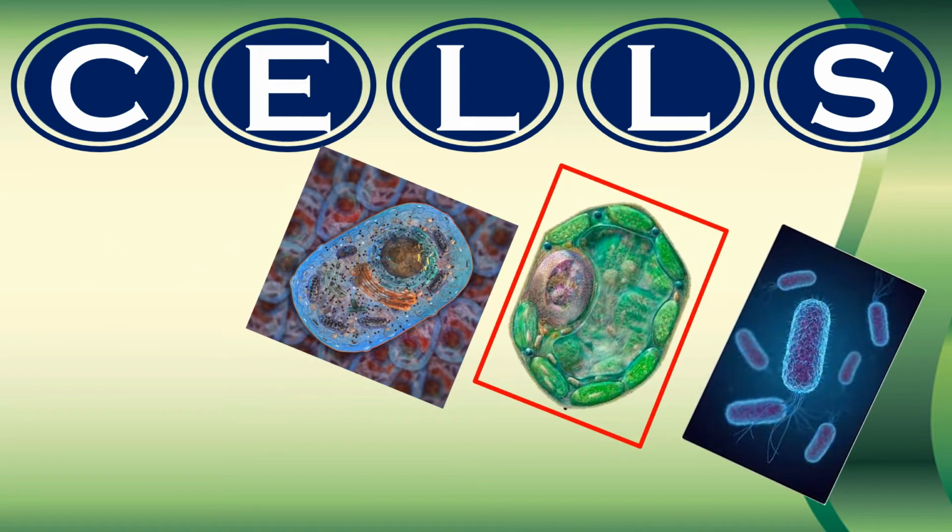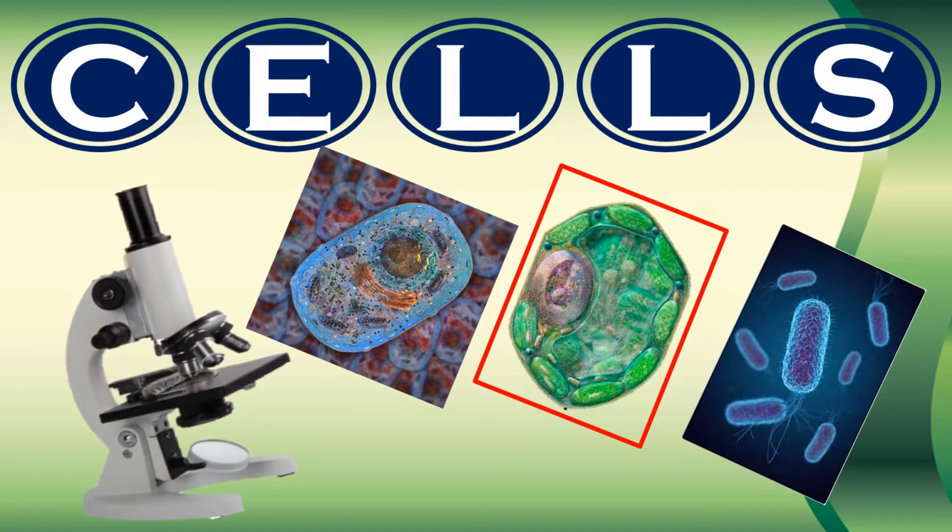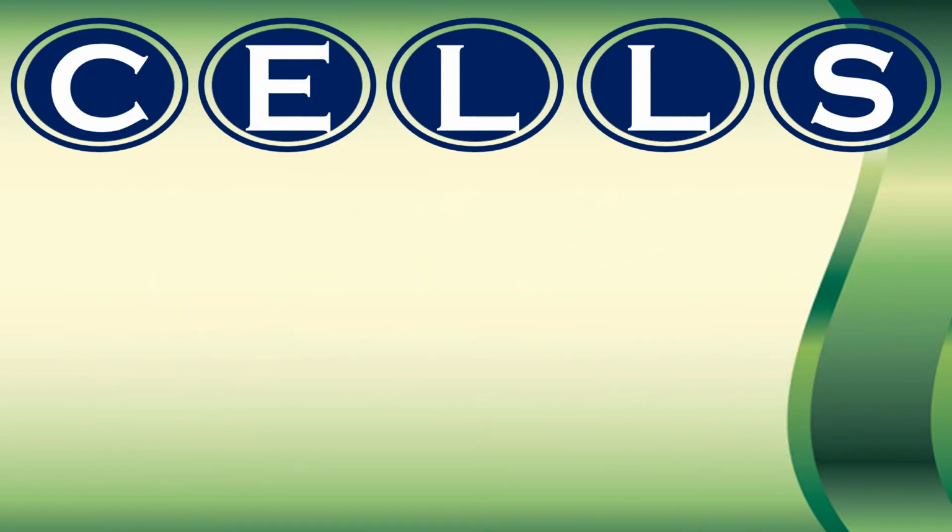Cells are too small to be seen by the naked eye, but thanks to the invention of the microscope, we learned that a microscope enables us to see small things because of its ability to magnify. Scientists were now able to study cells in detail.